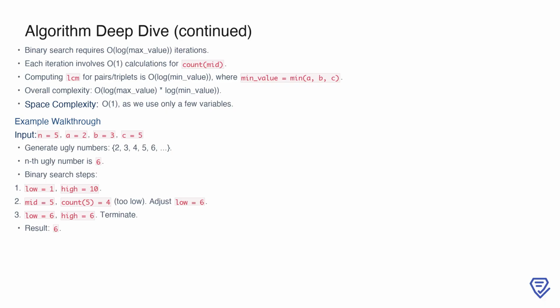To illustrate, consider the example where n equals 5, a equals 2, b equals 3, and c equals 5. The ugly numbers in ascending order are 2, 3, 4, 5, 6, and the fifth ugly number is 6. Using binary search, we start with low equals 1 and high equals 10. When mid equals 5, the count is 4, which is too low, so we adjust low equals 6. When low equals high at 6, we terminate and return the result. The binary search ensures we achieve this result efficiently.